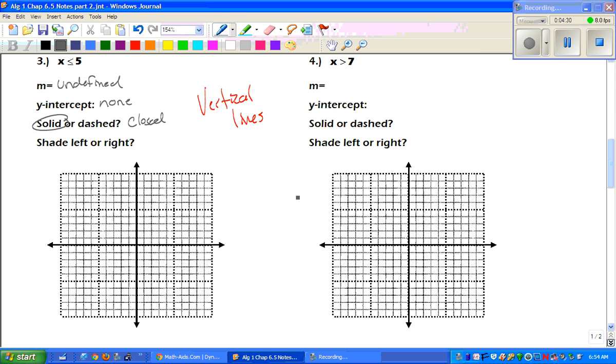And now we have to realize it's not shading up or down because it's a vertical line. So we're going to be shading either to the right or to the left. This is saying less than, which is to the left. So at 5, we have our closed point. It's solid. We get a different marker so we can actually see this line a little better. And we said to shade to the left.